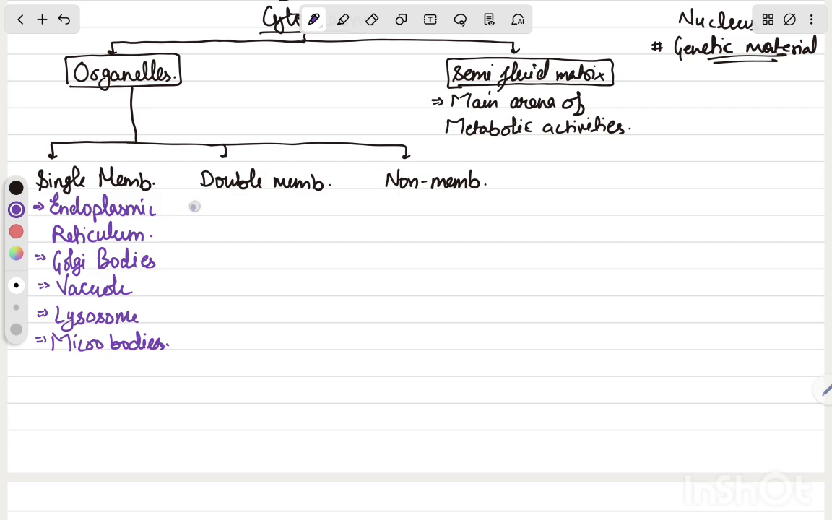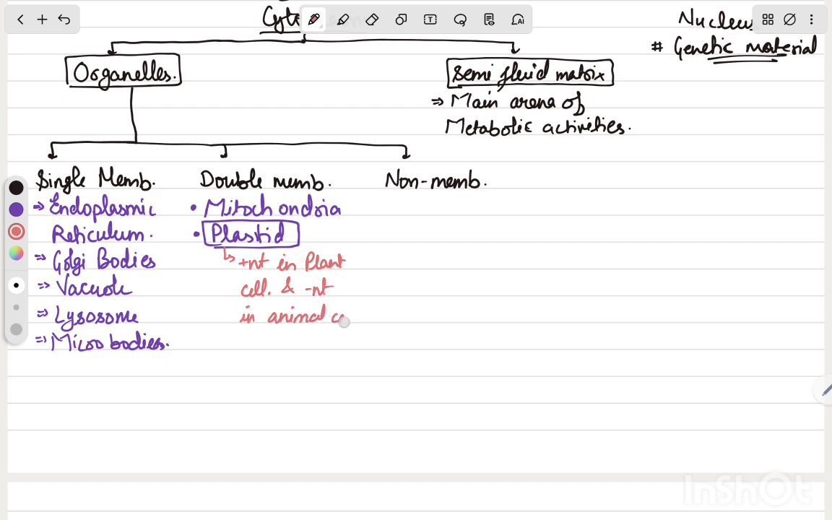If we talk about double membrane bound organelle, then first and most important is mitochondria. Second is plastid. What is the most important thing about plastid? It is present in plant cell and some of the protist, but absent in animal cell, right?